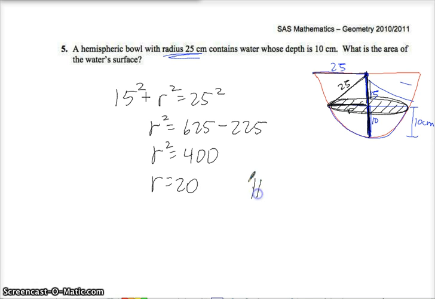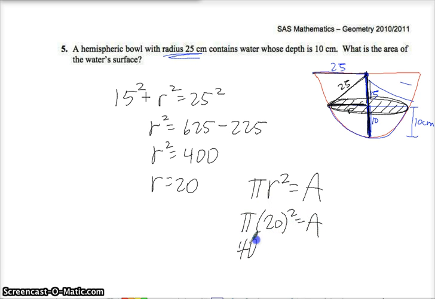But remember to find the surface area of this water right here at this level. Well, that's a radius of 20, and the surface area is pi r squared, so it's just 20 squared times pi, which is 400 pi centimeters squared. And there you have it. You can multiply it out with pi to get a decimal, or you can just leave it like that.